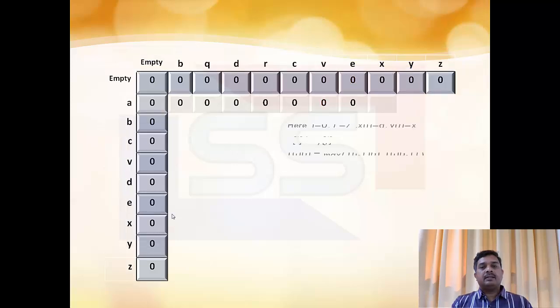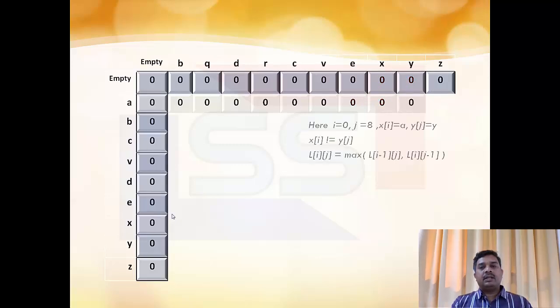A and X, they are not same, we are going to take the maximum. A and Y, they are not same, that's why we are going to take maximum. And A and Z, they are also not same, we are going to take the maximum. So the first row we have completed. Similarly, we will go to the second row.